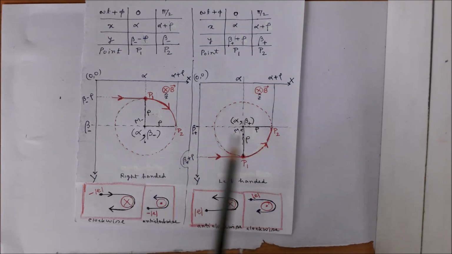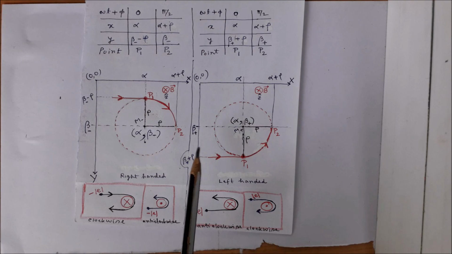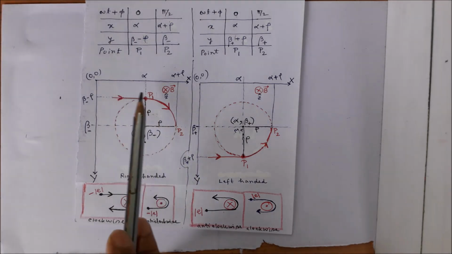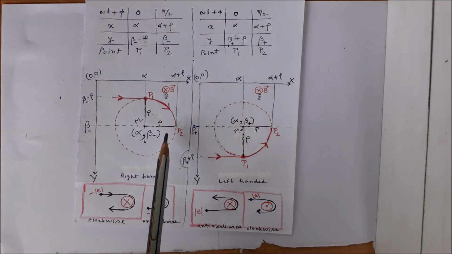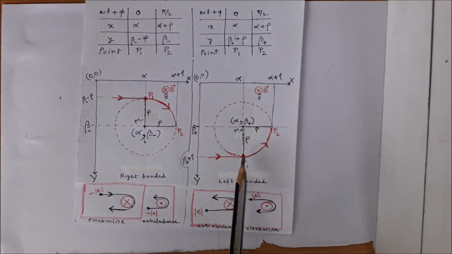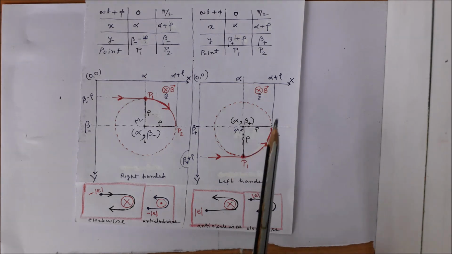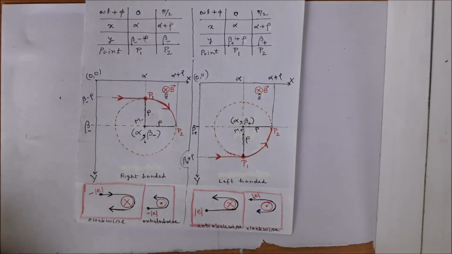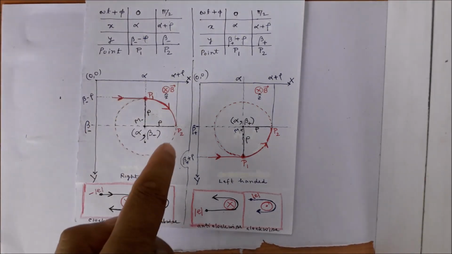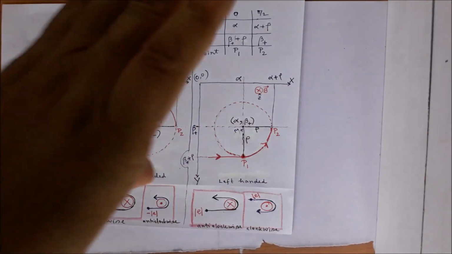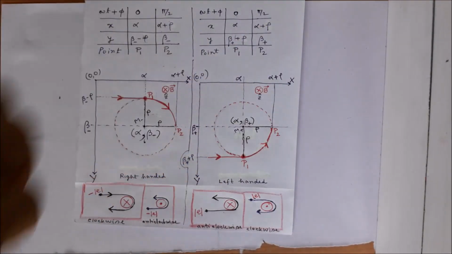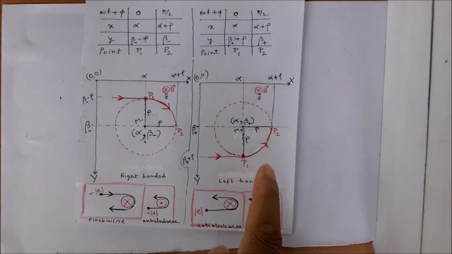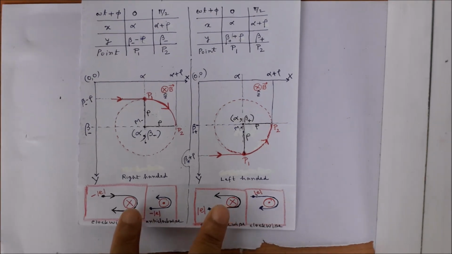It is clear from this diagram that the negative charge goes from P1 to P2, tracing the circle in a clockwise manner, while the positive charge traces the circle in an anti-clockwise manner. But more importantly, the negative charge traces a right-handed circle. This is B, and it traces a right-handed circle, and the positive charge therefore traces a left-handed circle. So these are the two situations.